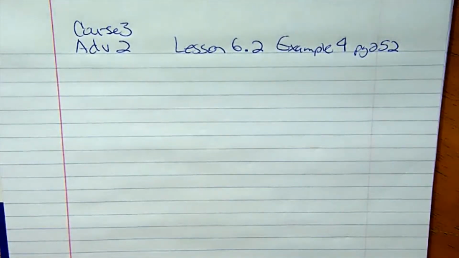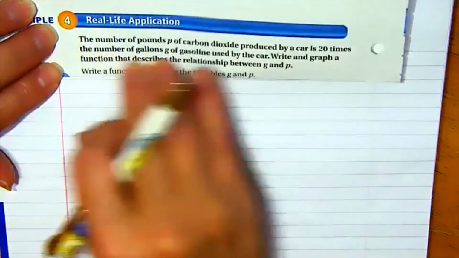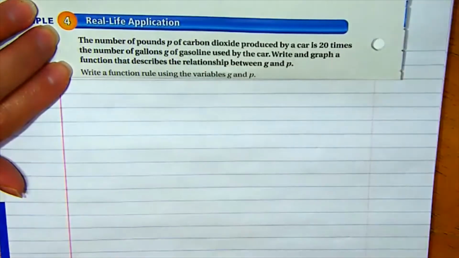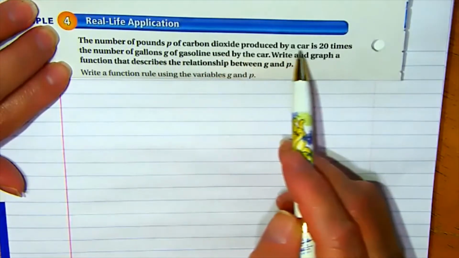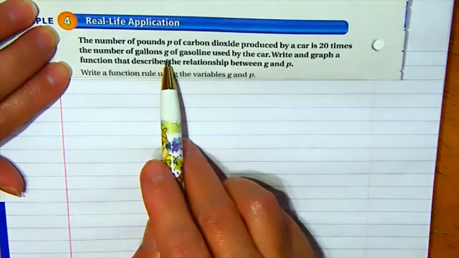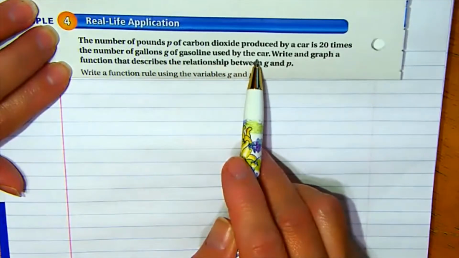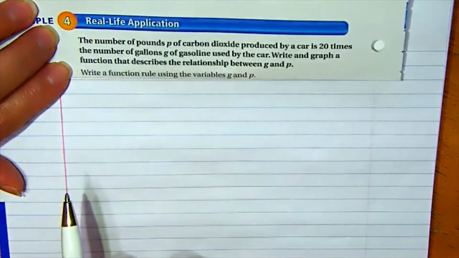Okay, so what we're doing is what we did yesterday. We are having to graph a function, but instead of them giving us the function, they're giving us a word problem and we're having to figure out what the function is. So the number of pounds P of carbon dioxide produced by a car is 20 times the number of gallons G of gasoline used by a car. Write and graph a function that describes the relationship between G and P.